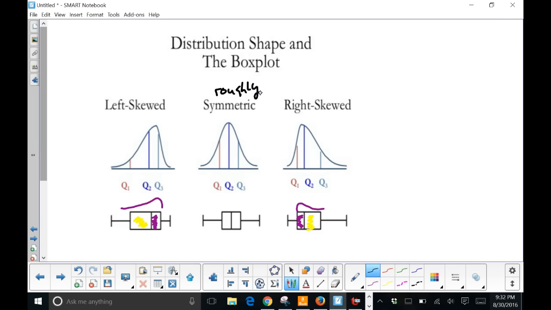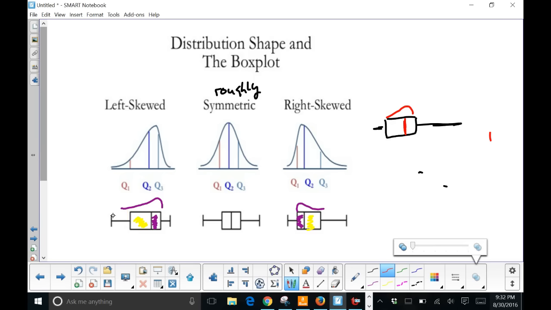Now, we always try to use words like roughly for symmetric because real data will never be perfectly symmetric. Now, this can get a little bit hairy because if we just look at the tails, this would look right skewed. But if I put in the median there, then the middle 50% would be left skewed. So it can get really dangerous. A lot of times, if I'm not sure, I'll describe the shape of the middle 50% and I'll say the middle 50% of the data seems to be skewed to the right or skewed to the left or roughly symmetric.